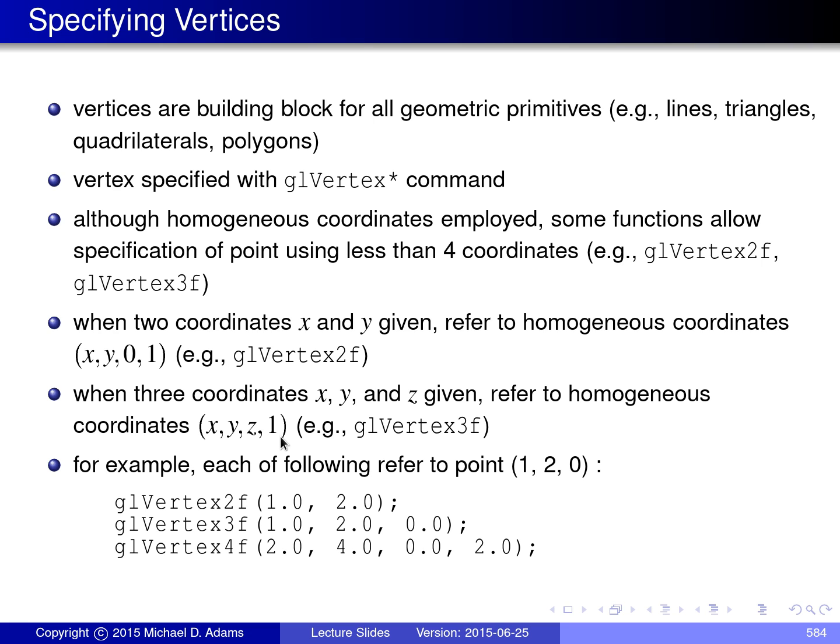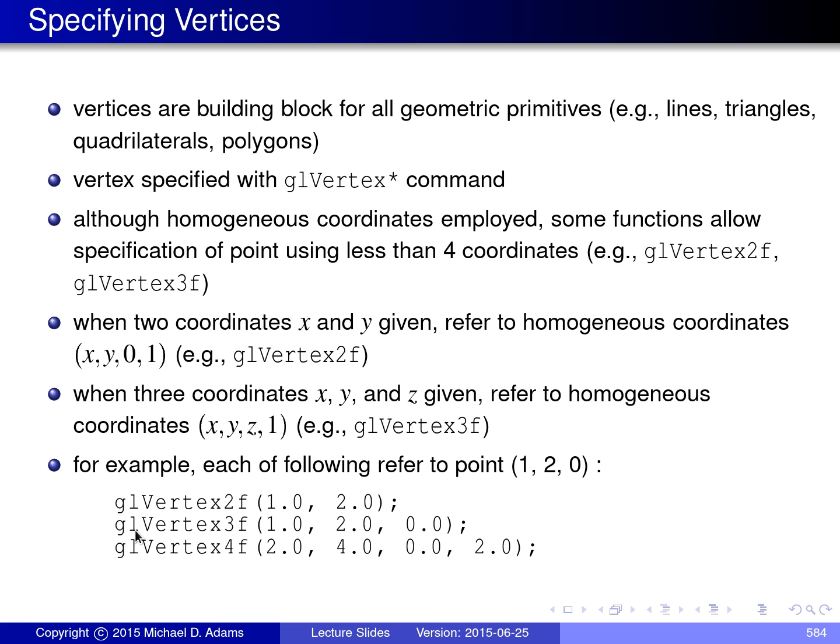Or, of course, you can specify all 4 homogeneous coordinates explicitly using glVertex4f. So, for example, the point in 3-dimensional space that has coordinates 1, 2, 0 could be specified using glVertex2f by specifying 1, 2, in which case the z coordinate defaults to 0, and then the homogeneous coordinate, which is not specified, will default to 1.